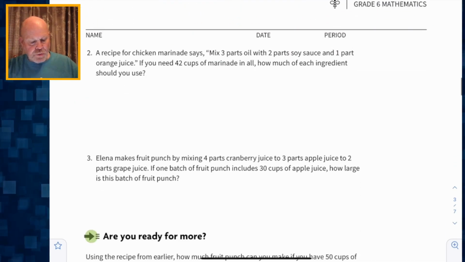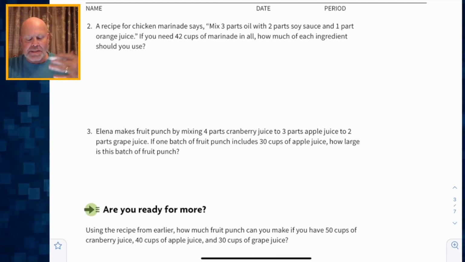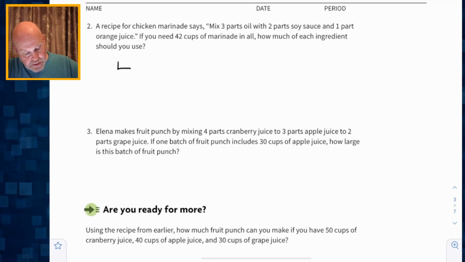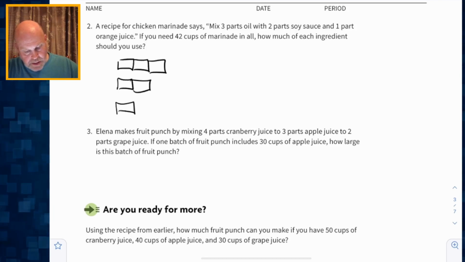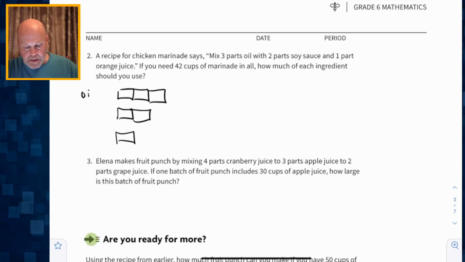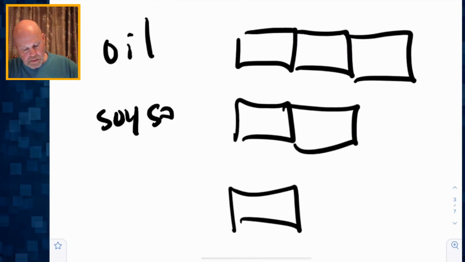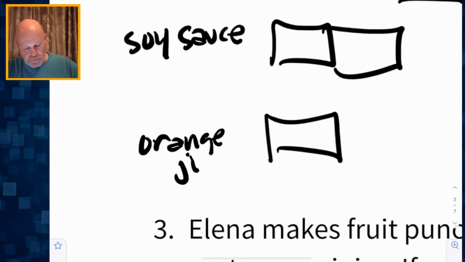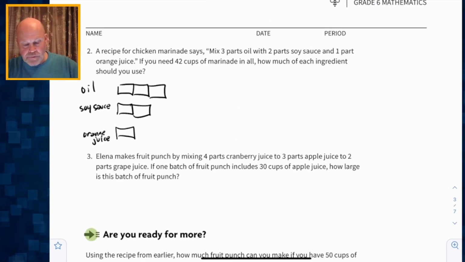All right. Number 2, a recipe for chicken marinade says to mix 3 parts oil with 2 parts soy sauce and 1 part orange juice. So we've got 3 things being mixed. We've got oil, soy sauce, and orange juice in the ratio of 3, 2, and 1. So let's do it. So we've got 3 units, 2 units, and then 1 unit. And these 3 units is oil. The next was soy sauce. And the last one was, I believe, orange juice. And there's our ratio of 3 to 2 to 1.